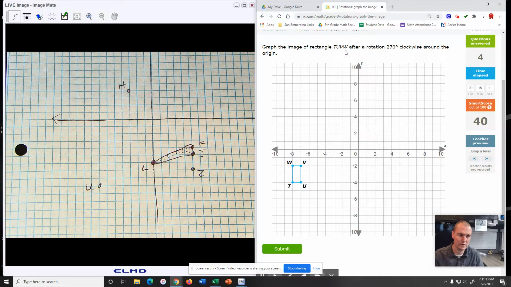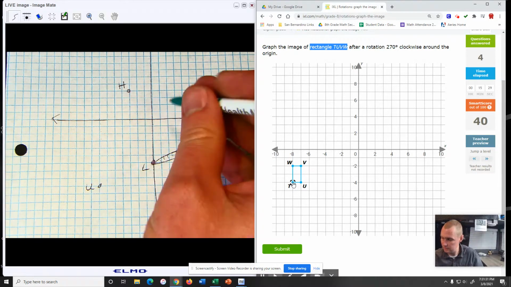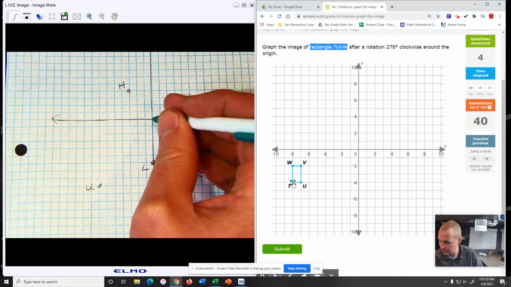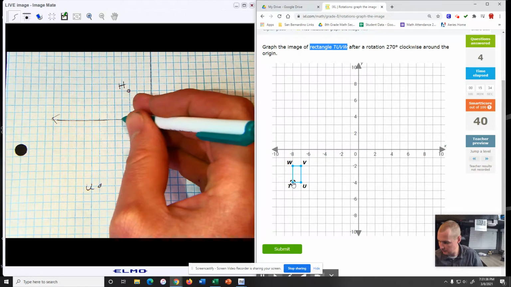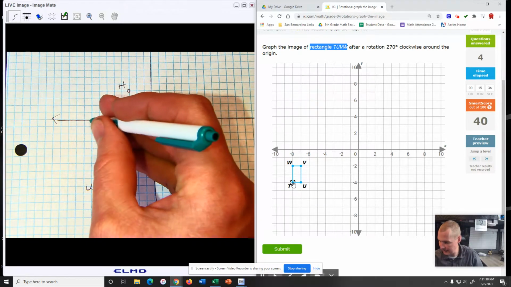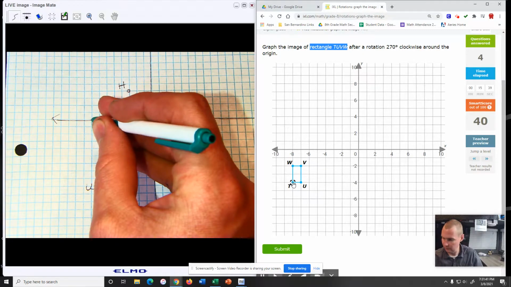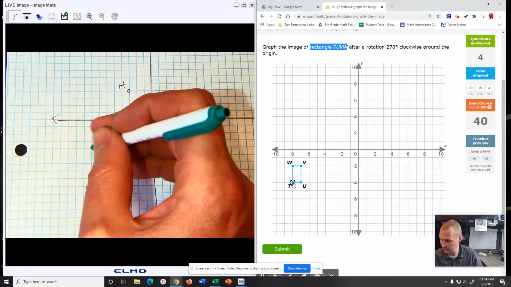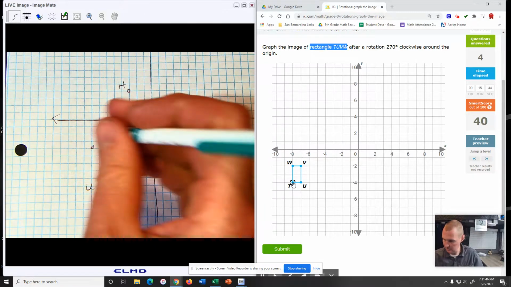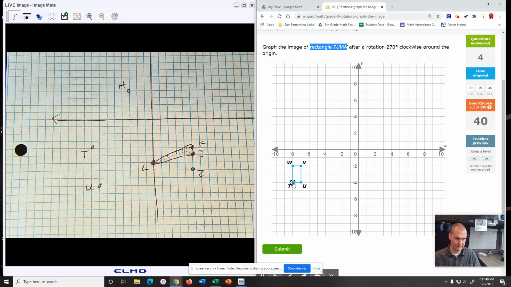Let's see. We're going to match the rectangle starting with T. We're going to find T. So T is back -1, -2, -3, -4, -5, -6, -7, -8, and down 1, 2, 3, 4. Okay, here we go on our graph paper. Back it up -8, and go down 4. That is going to be my value of T.